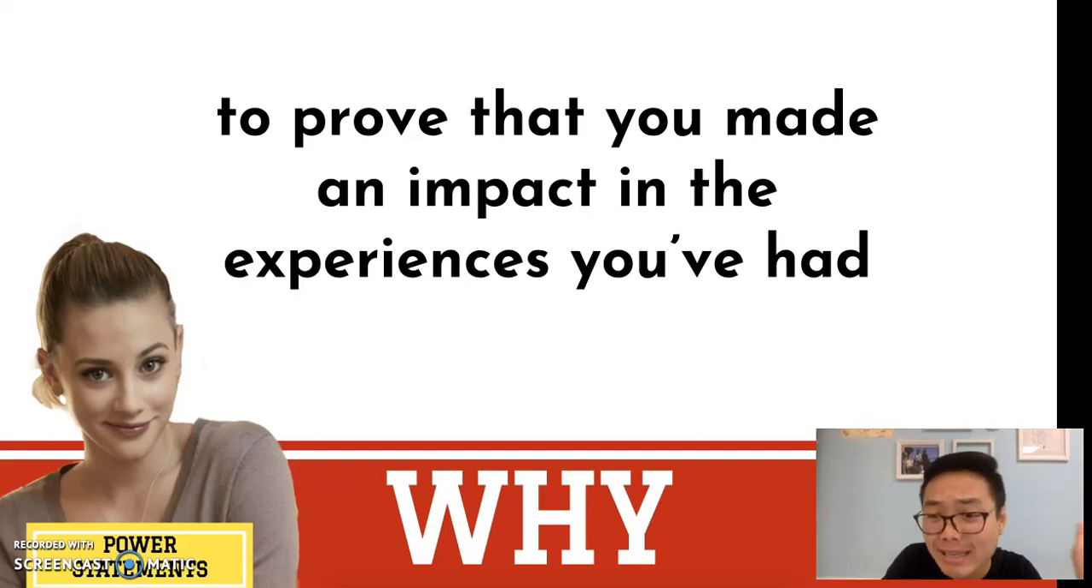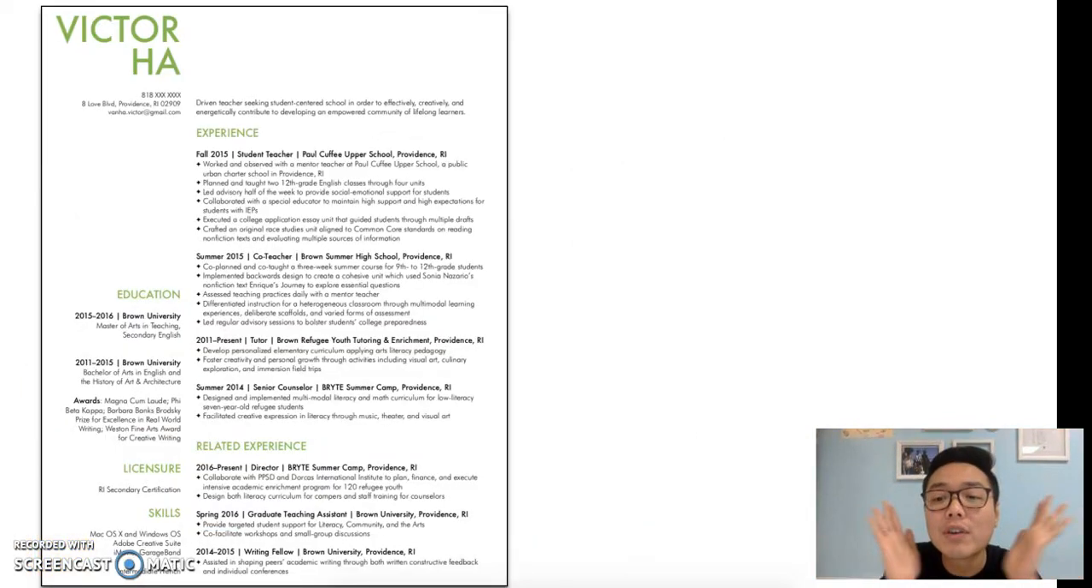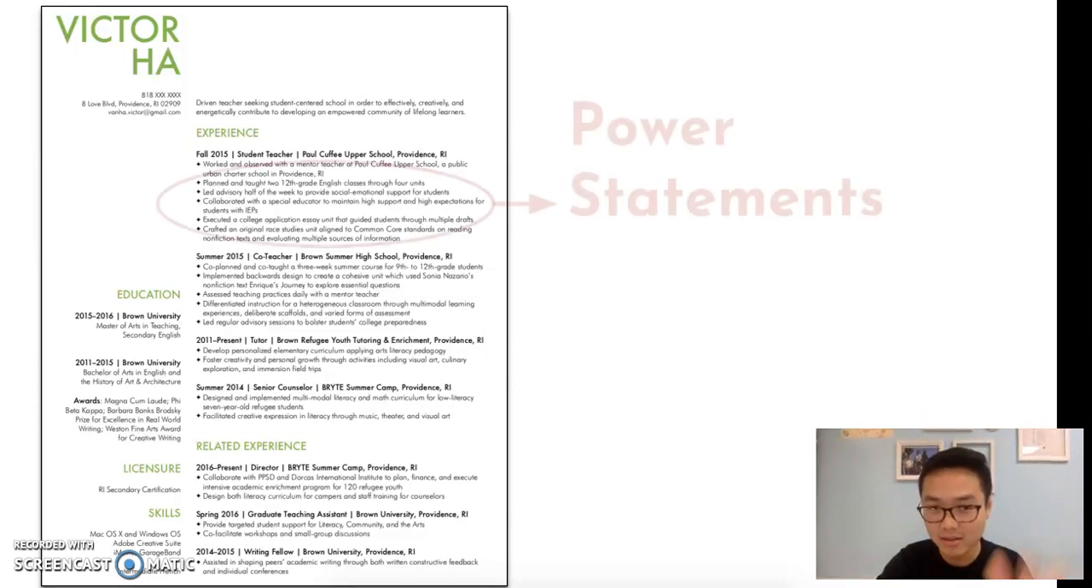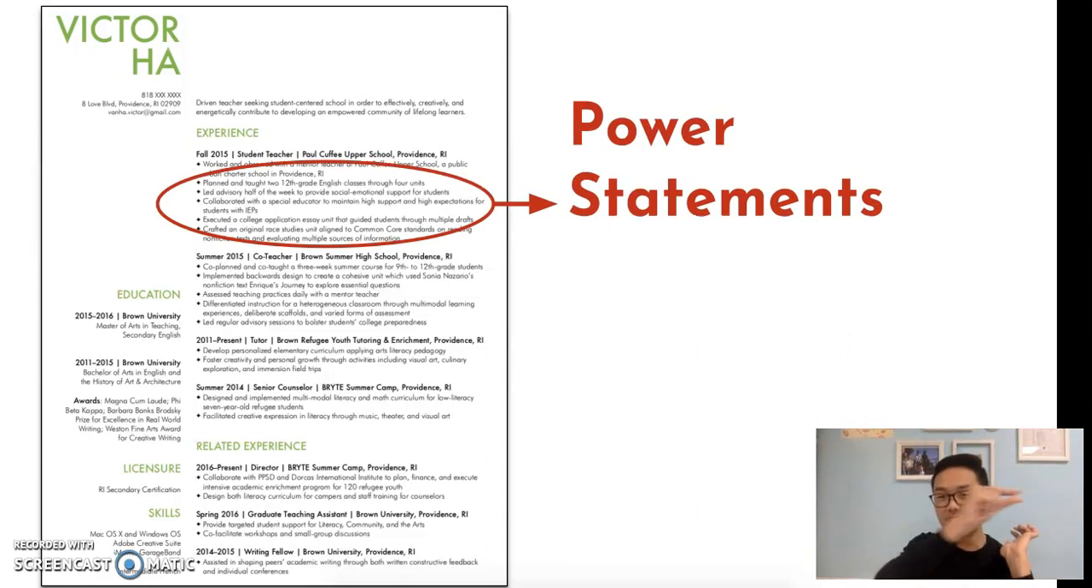Okay, let's look at my examples so you can see what I'm talking about. Flip over to my resume. It's so cute. And go ahead and put your finger on my first experience, the student teaching at Paul Cuffey Upper School. Everyone see it? And then draw a big circle or a big bracket around the power statements underneath. Yes, okay. So there's that experience, and then there are like 6 or 7 bullet points underneath. Those bullets are the power statements.